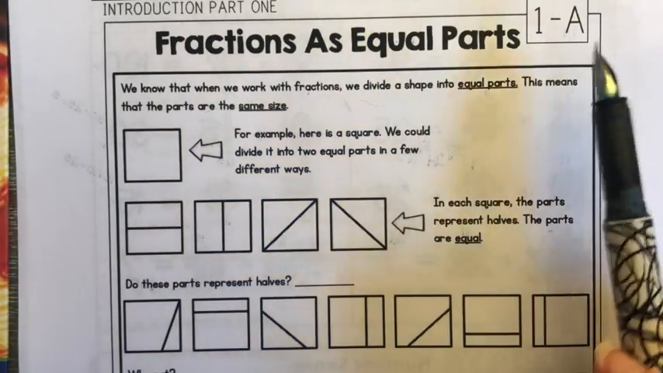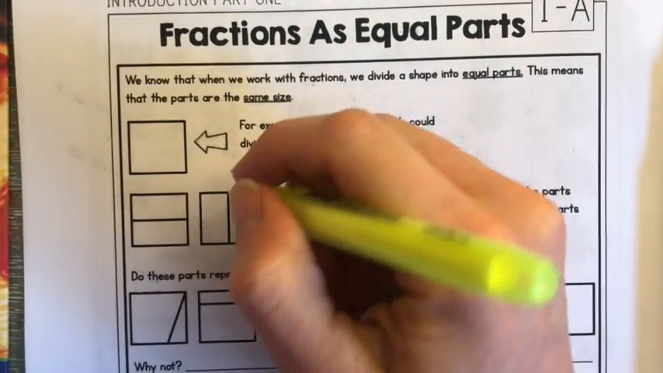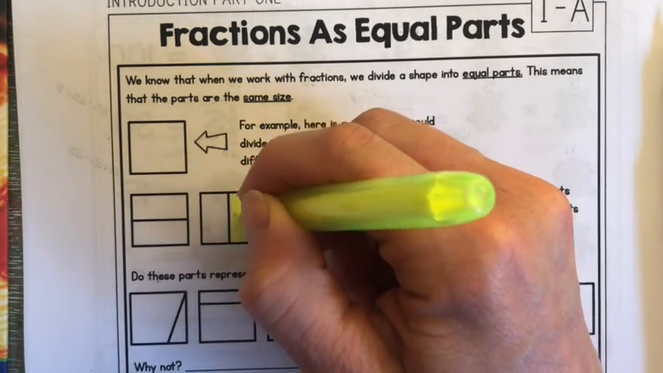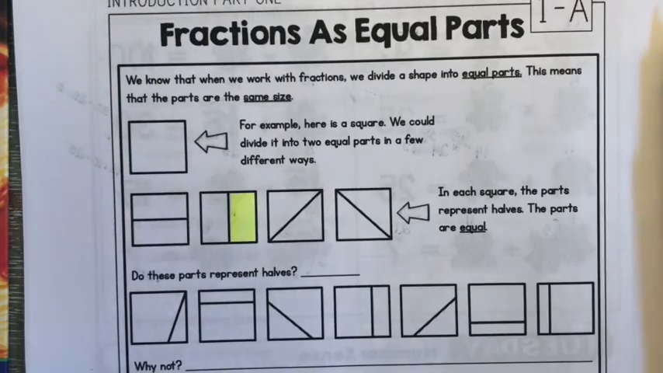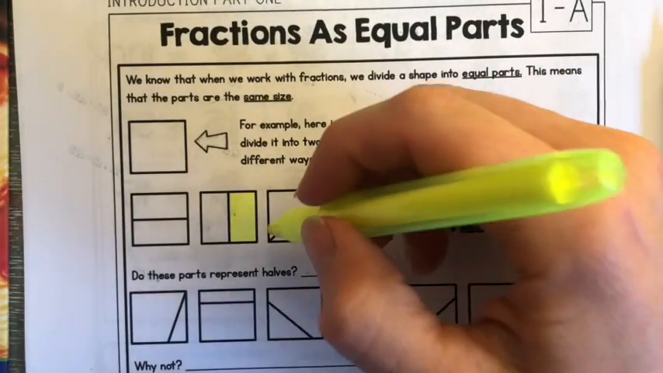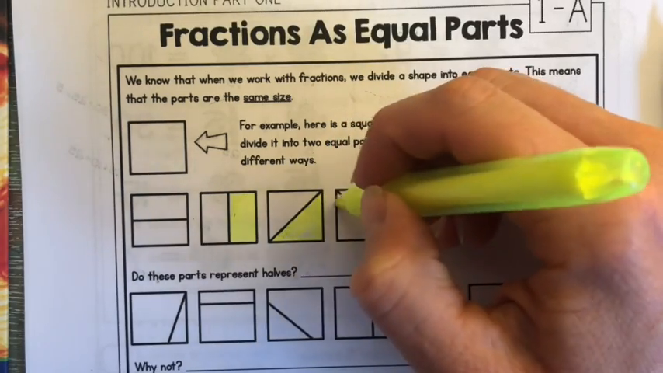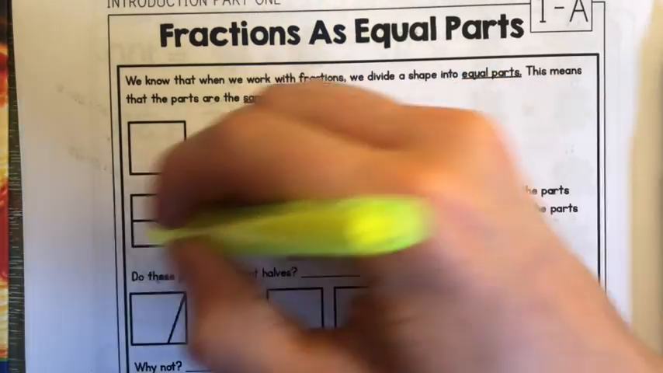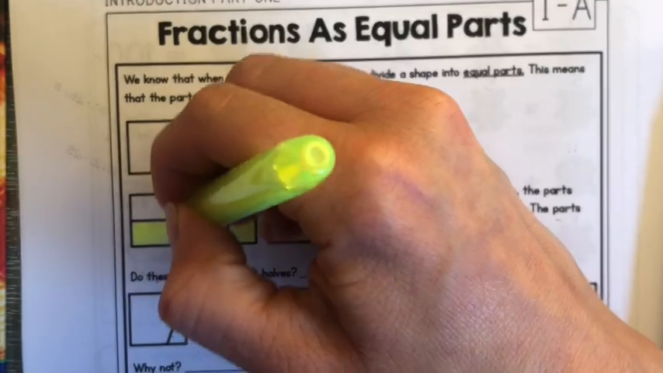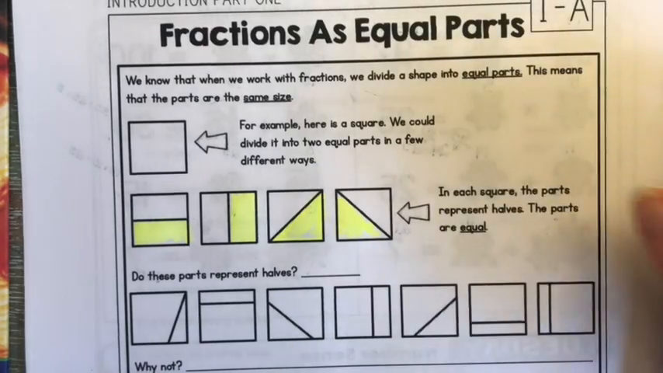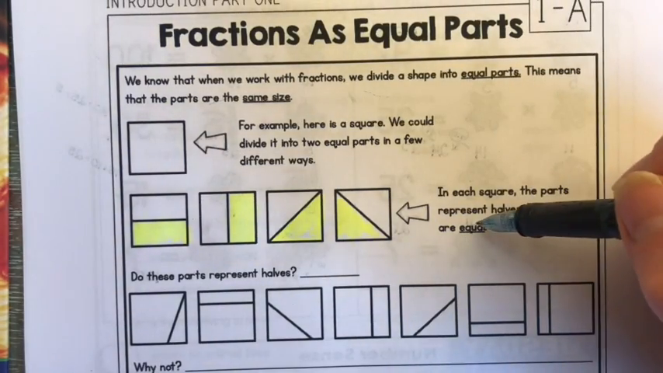Okay, so in order to be a fraction, the parts have to be equal. That means that the size of one piece has to be the same as the size of the other side. So if you look, are the pieces equal in size? All of these seem to be equal in size. These parts represent halves here.